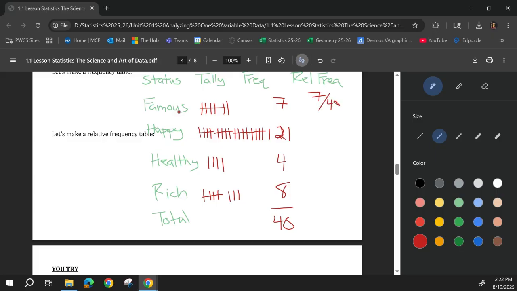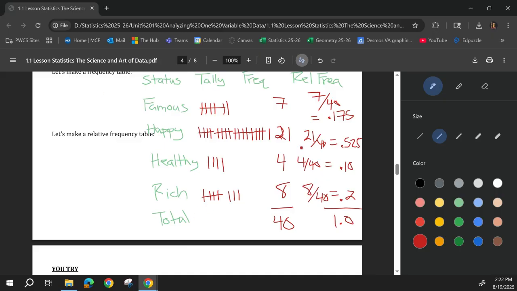Then we could do a relative frequency where we just take that frequency and divide by the total, 40. For famous, 7 over 40 gives us 0.175. We could do 21 over 40. We could do 4 over 40. And these would be called relative frequencies: how often do they occur relative to the total number of data points, which, again, was 40. If we add up all of those decimals, it should add up to a total of one, showing 100% of the data is those four options.